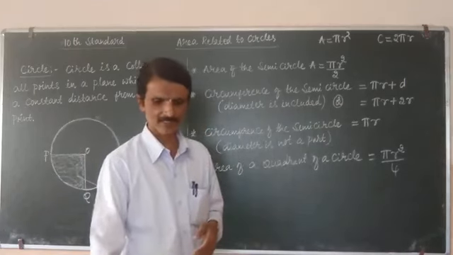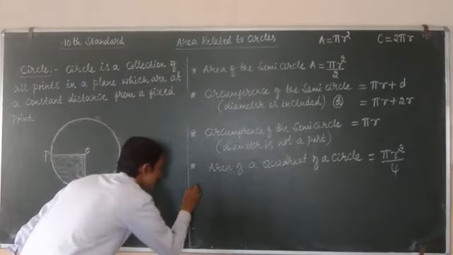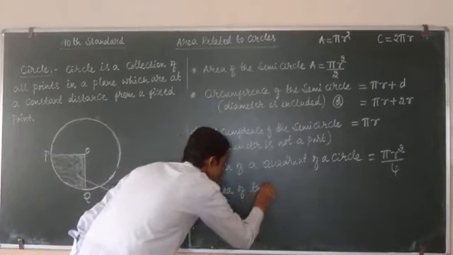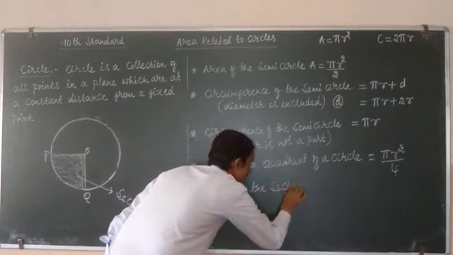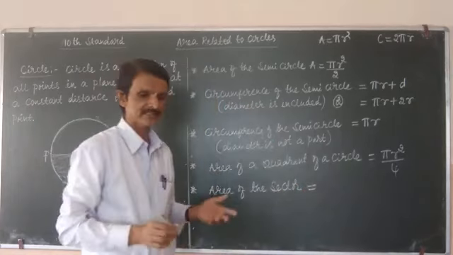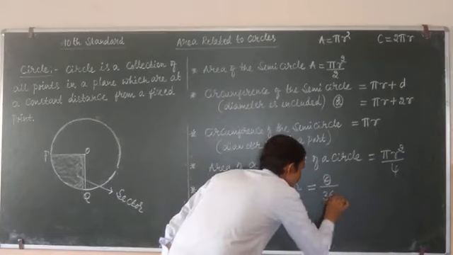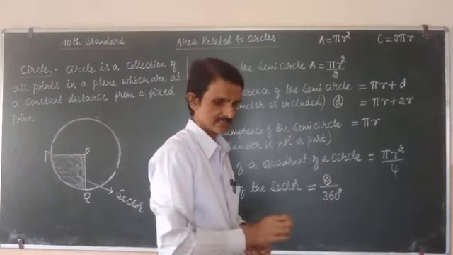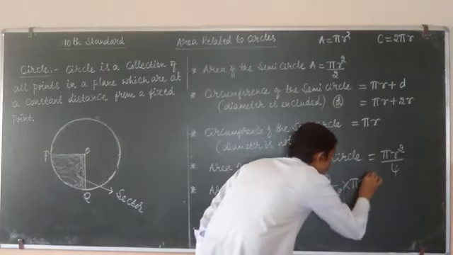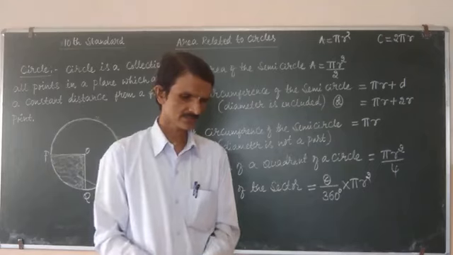The formula to find the area of the sector: area of the sector is equal to theta divided by 360 into pi r square. So this is the formula to find the area of a sector.